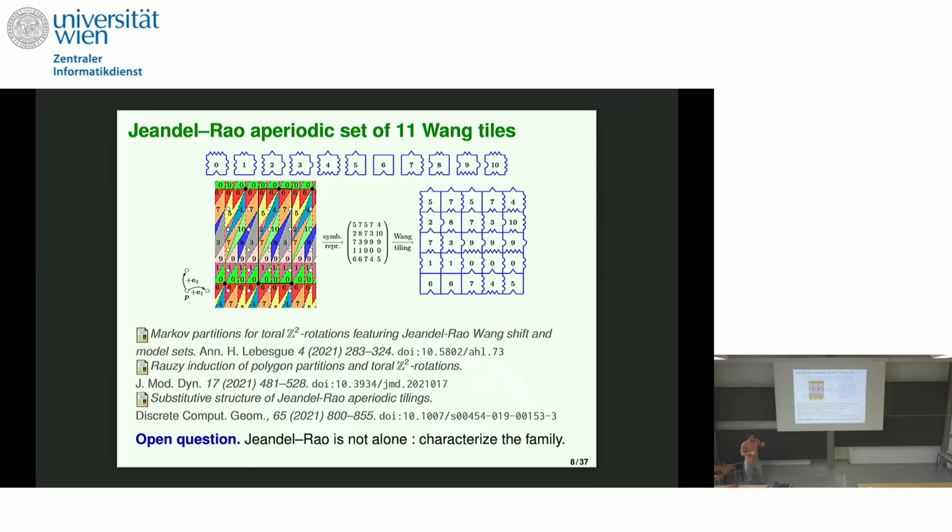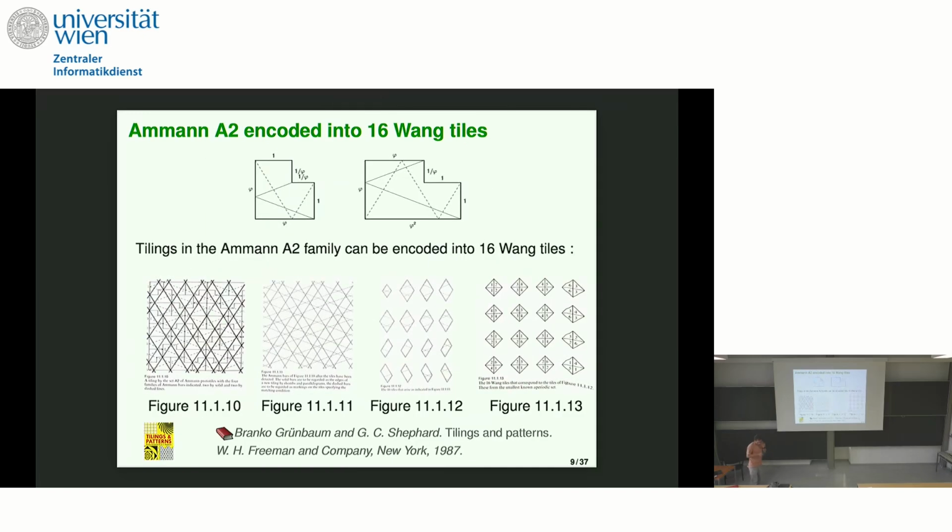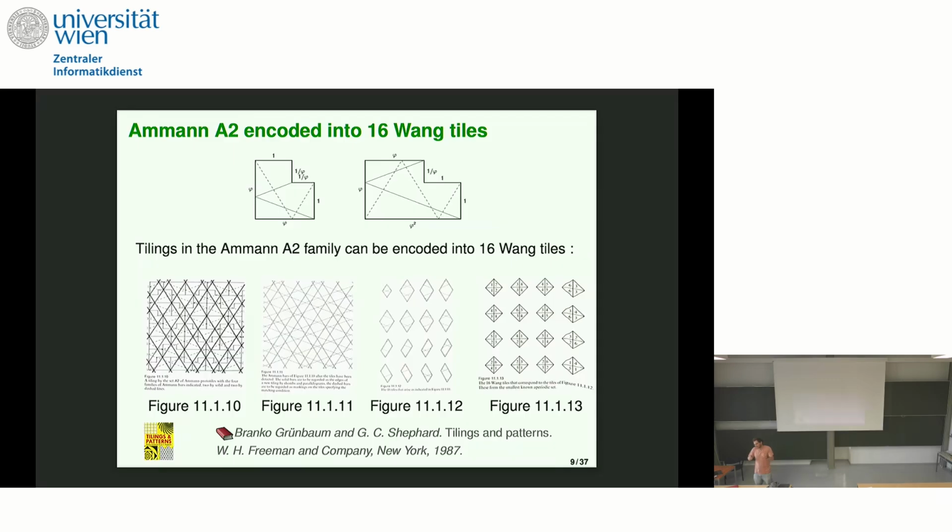So, of course, this family is not alone. So we want to characterize this family. And if you want to characterize this family, Jandel-Rao is very complicated. It has a big pre-period in the S-adic structure. So if we want to look at this question, it's better to look at easier examples. And one example which was forgotten, I think, eclipsed by the Carey example. We always speak about Carey, but never do we speak about this.